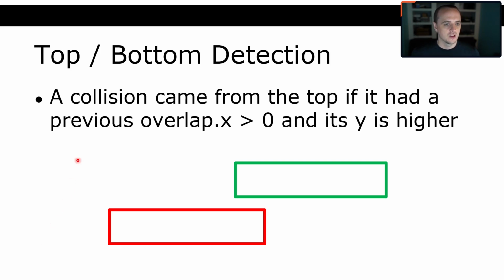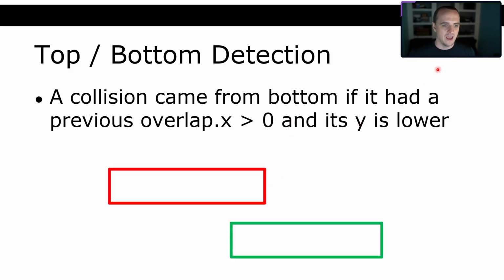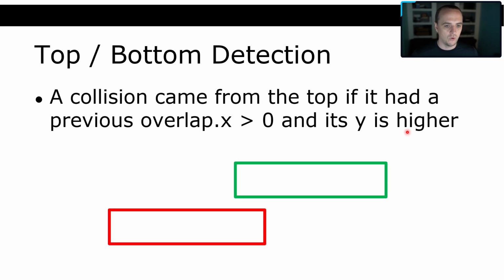Sorry for confusing you. The summary is that a collision came from the top if it has a previous overlap's x value greater than 0, because it's overlapping in the x direction like this, and its y is higher. A collision came from the bottom if its previous overlap had an x greater than 0 and its y value is lower. So not only do we want to know if it came from the top or bottom, but we might want to specifically know if it came from the top or specifically from the bottom.